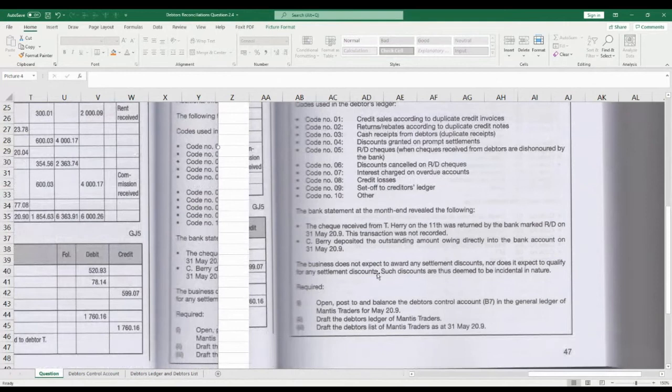And then they tell you the business does not expect to award any settlement discounts, nor does it expect to qualify for any settlement discount. So what does that mean? It means when you do the initial recording, I don't expect to give any discount to my debtors. So if we do give discount, it will be under exceptional circumstances, and we will then record it in the general journal. Okay, now that is the information that was provided.